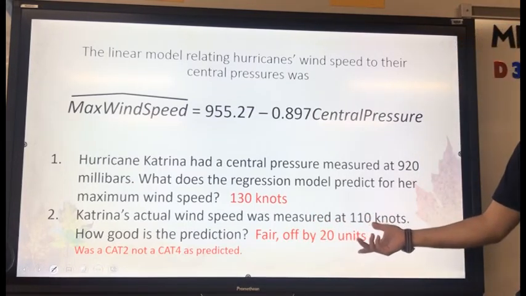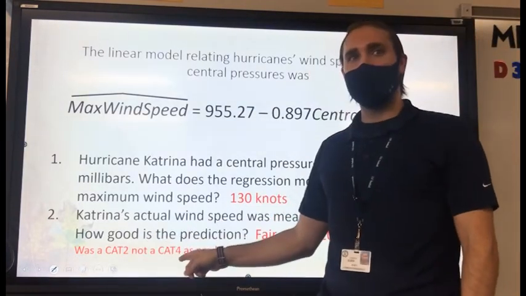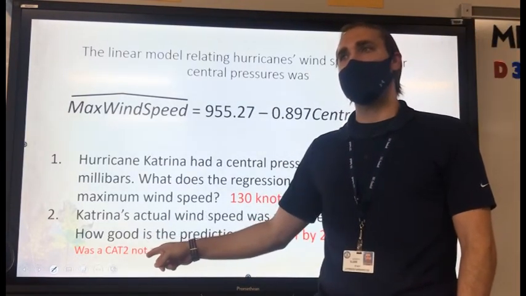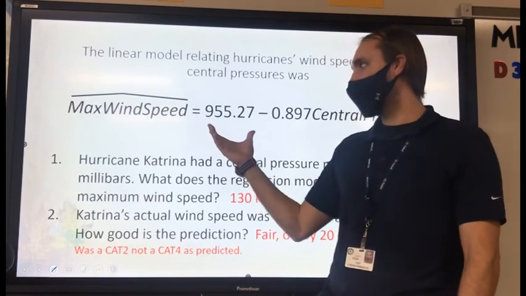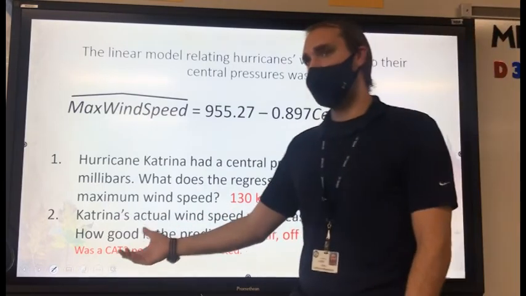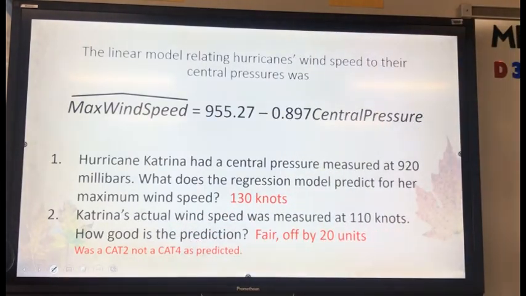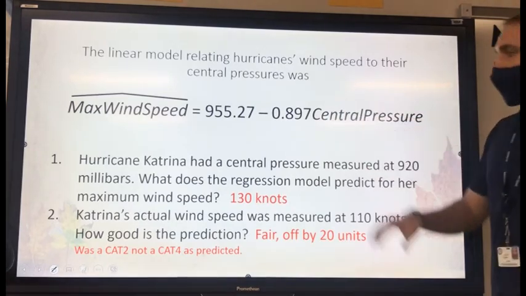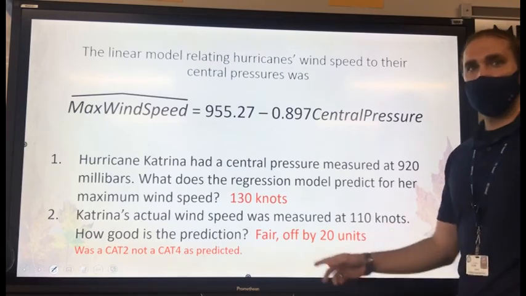It's off by 20 units, but if you're a meteorologist, you predicted it to be a Cat 4, but it was actually a Cat 2. So you would say that this is a bad model. I mean, that's a huge difference between categories. What if you were reversed? What if you predicted a Cat 2 and it was a Cat 4? They wouldn't like that. They would probably try to calculate a different model. But as far as the physics, it's okay, like you said.